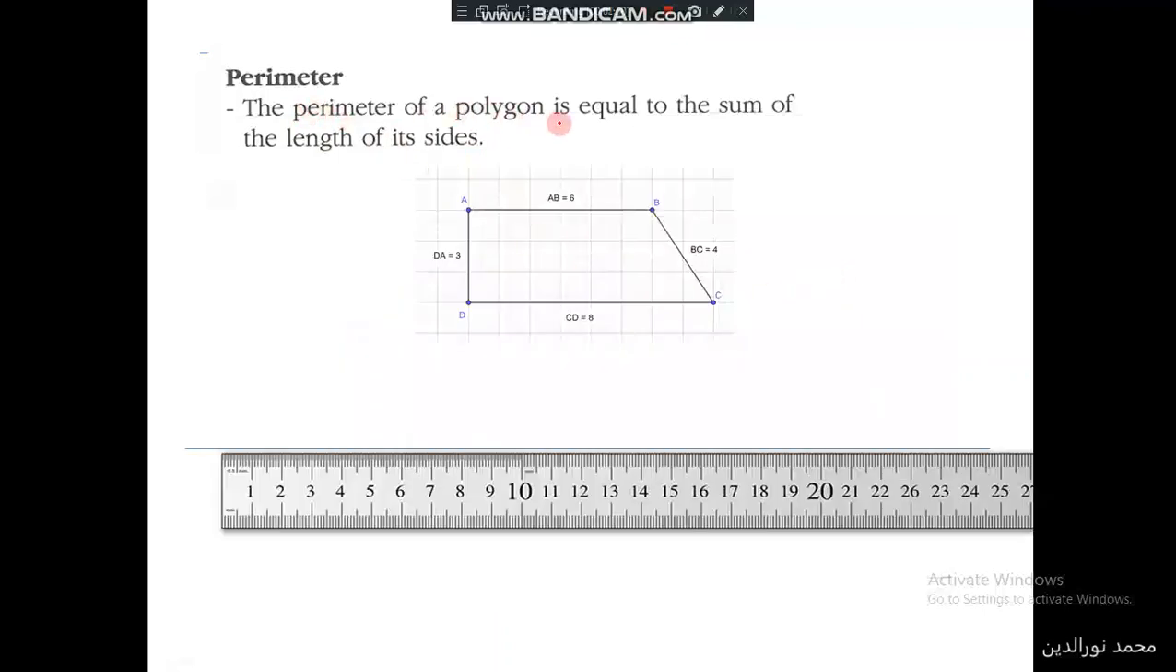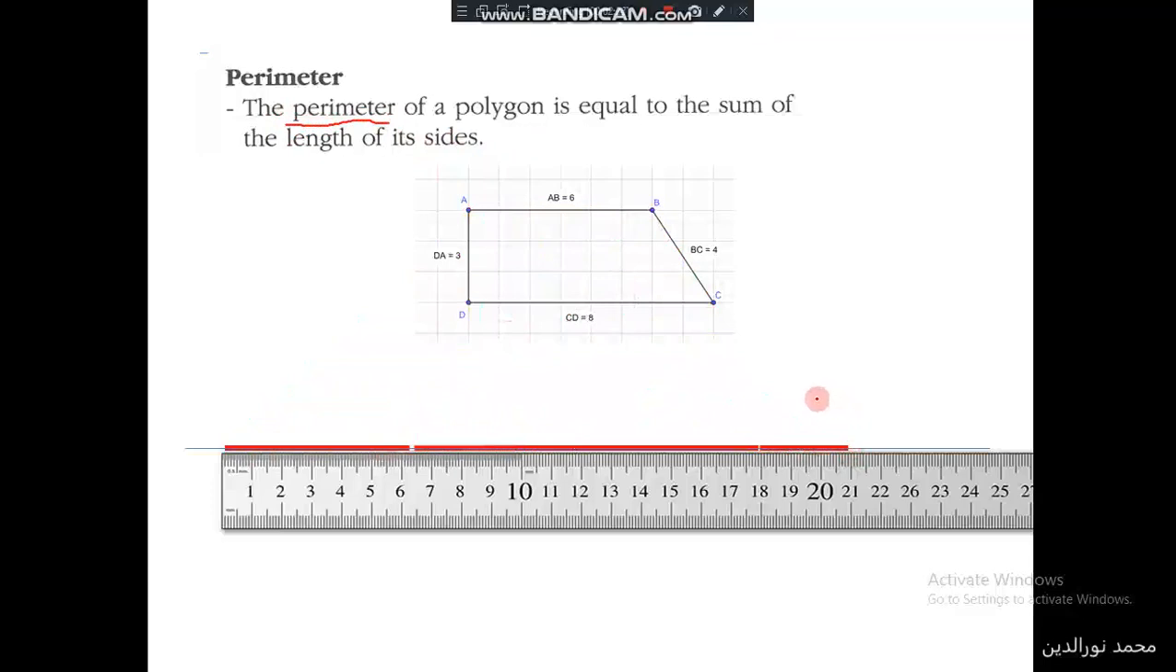The perimeter of a polygon is equal to the sum of the length of its sides. As you see here, this polygon has the sides AB, BC, CD, and DA. And if we want to calculate its perimeter, we have to add the length of the sides AB and BC, CD, and DA. They all together add up to 21 centimeters.